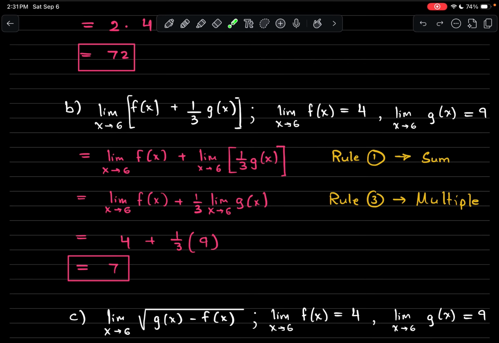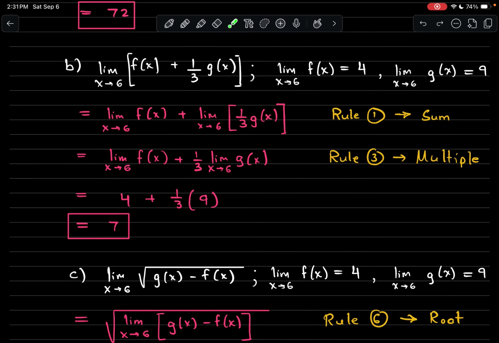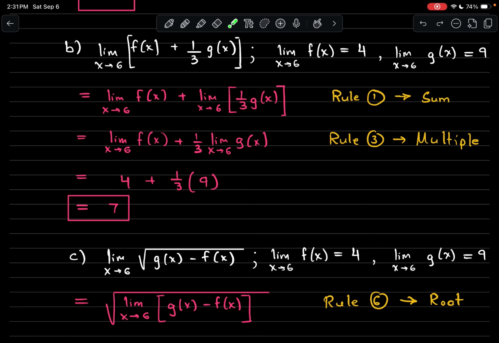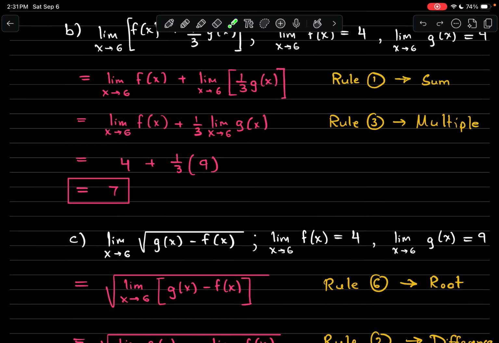For example C, now we've got the limit as x approaches 6 of the square root of g of x minus f of x. So let's use that root rule, rule number 6, which is going to allow us to place this limit inside the radical. So now this is the limit of this difference, and then the square root of all of that. So now the square root is the outermost or the last operation.